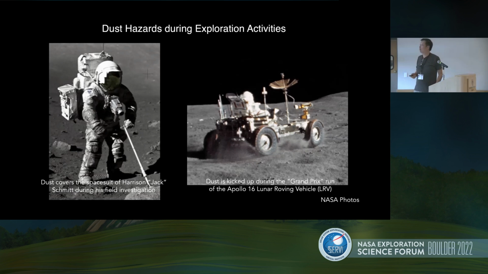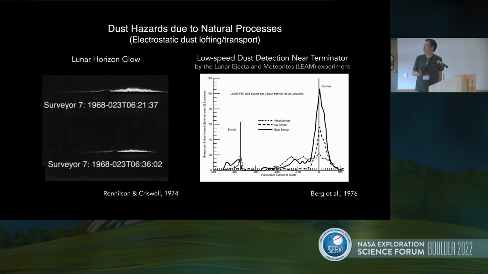And in addition to that, there's also a natural process called electrostatic dust charging and lofting, which can also create dust hazards. On the left shows horizon glow, and that can kick up a lot of dust. And also the LEAM instrument measured the low speed dust across the terminator, which indicates there's also naturally lofted dust.